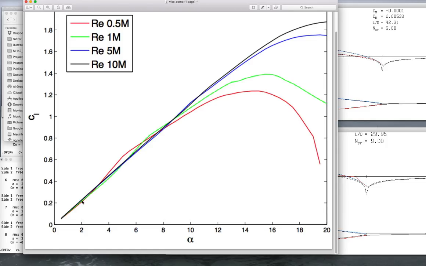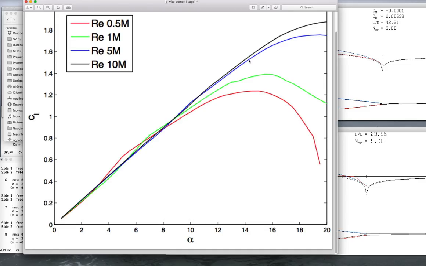And you can see, with the exception of the very low Reynolds number curve, that the slope of the lift curve, the rate of change of lift with respect to the angle of attack, is pretty linear. In the highest Reynolds number curves, 10 million in black and 5 million in blue, they're almost coincident. You can't even tell the difference between them because they're sitting on top of each other. And they are essentially lines up until around here, and then you see they start to deviate from that linearity.